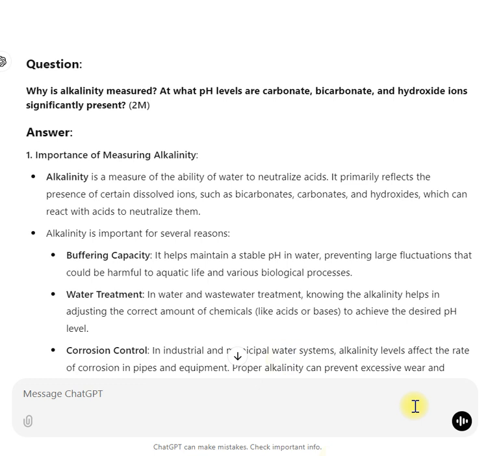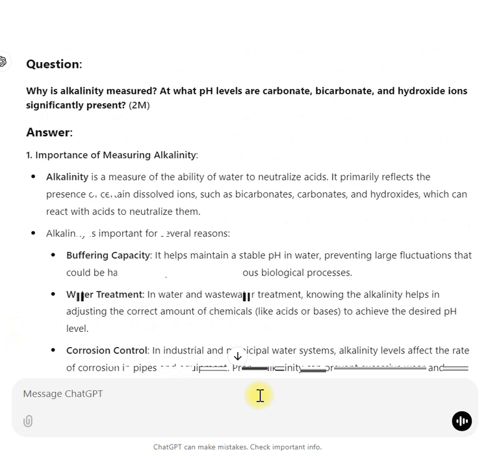Buffering capacity. It helps maintain a stable pH in water, preventing large fluctuations that could be harmful to aquatic life and various biological processes. Water treatment. In water and wastewater treatment, knowing the alkalinity helps in adjusting the correct amount of chemicals, like acids or bases, to achieve the desired pH level. Corrosion control. In industrial and municipal water systems, alkalinity levels affect the rate of corrosion in pipes and equipment. Proper alkalinity can prevent excessive wear and damage caused by acidic conditions.